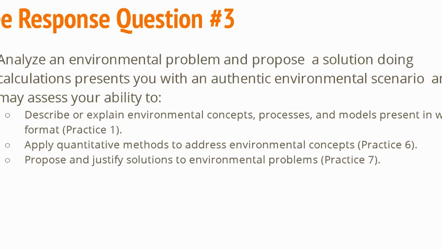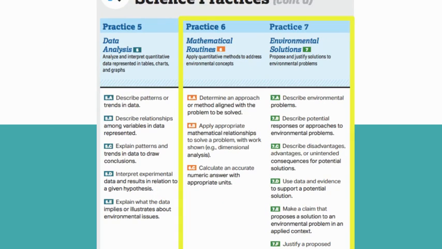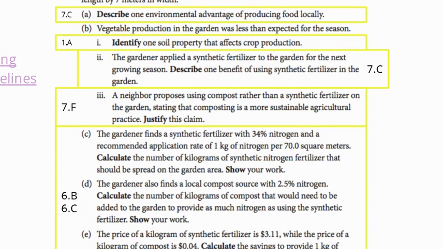And then lastly, this is FRQ number 3. So pretty much the same type of question, except here, this is where you're going to be doing some sort of mathematical routine. And so this time we are assessed on practice 1, 6, and 7. And here's just another example of that. So you'll see we have a little bit of environmental solution questions asking. And then towards the end of the problem here, we have some calculations that we need to provide.